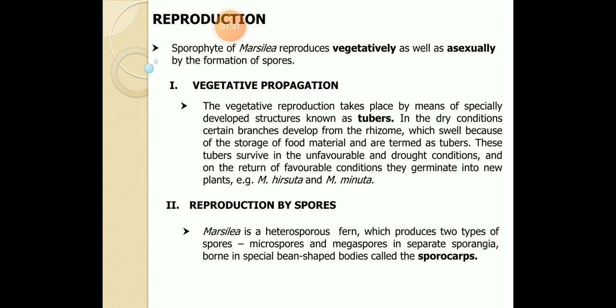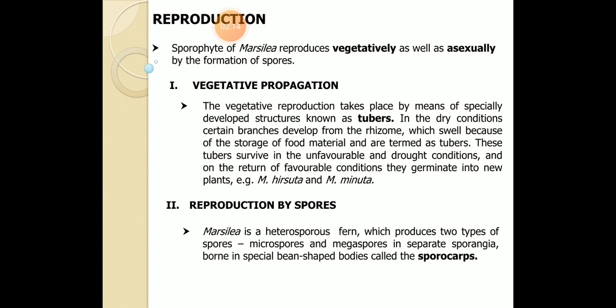So going to the important aspect of Marsilia reproduction, that's reproduction by spores. Marsilia is a heterosporous form. Already Marsilia is a pteridophyte and it is heterosporous. That means they produce two kinds of spores. One is a microspore and another one is a megaspore. Usually these spores are produced in separate sporangia and borne in special bean shaped bodies called a sporocarp. The sporocarp is nothing but the spore producing structure in case of Marsilia.